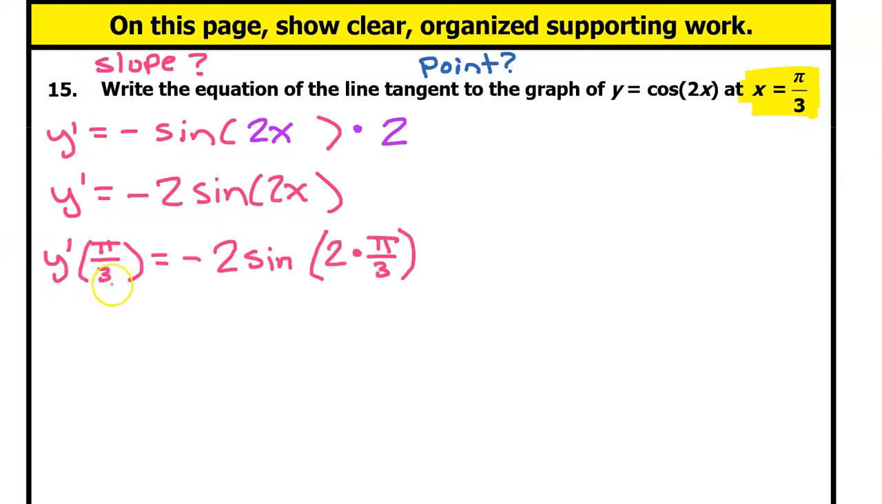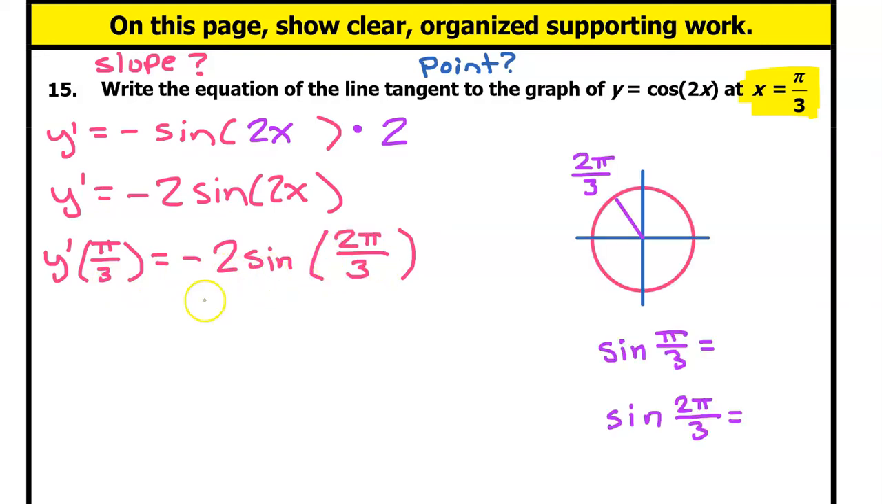So the slope at pi over 3 will equal negative 2 times the sine of 2 times pi over 3. But 2 times pi over 3 is just 2 pi over 3. But what is the sine of 2 pi over 3? Well, we have memorized that the sine of pi over 3 is radical 3 over 2. That means the sine of 2 pi over 3 will also involve radical 3 over 2, but maybe it's negative radical 3 over 2. It just depends on the quadrant.